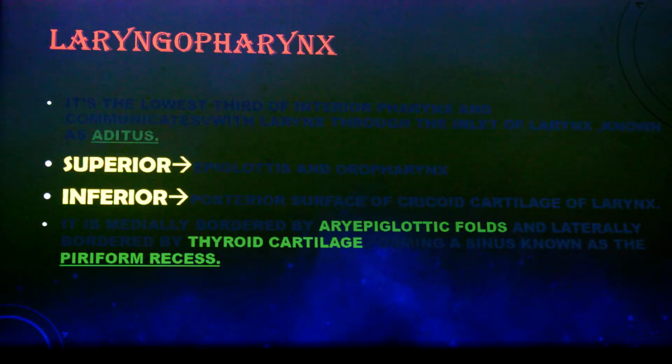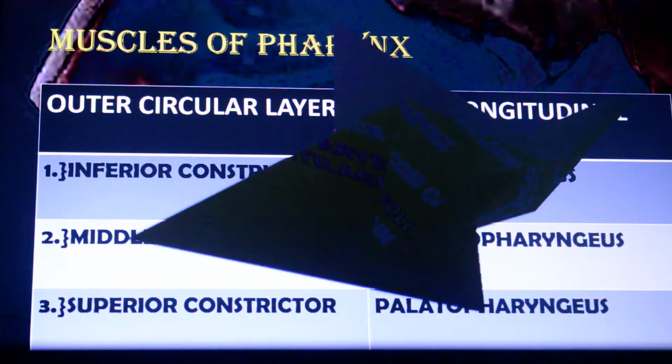And next is the laryngopharynx. It is connected with the cricoid cartilage of the larynx, and its main function is the connection of the oropharynx, the pathway of the pharynx. Superiorly are the epiglottis and the oropharynx, and inferiorly is the cricoid cartilage of the larynx.